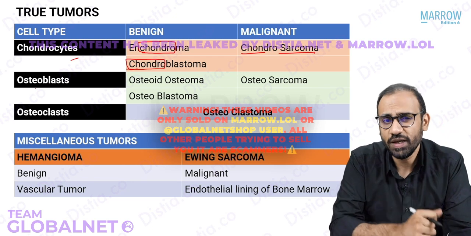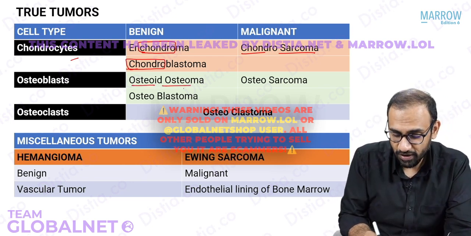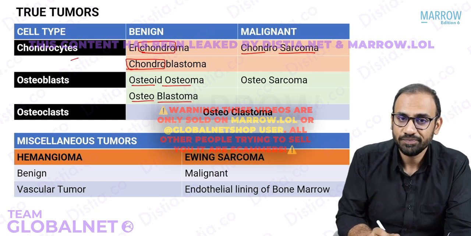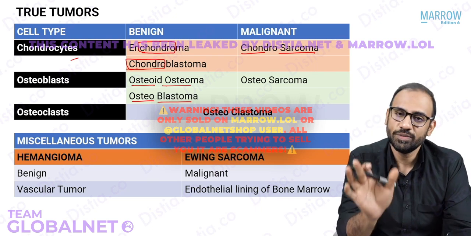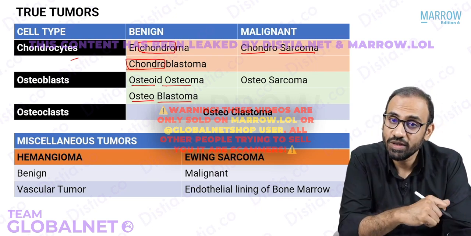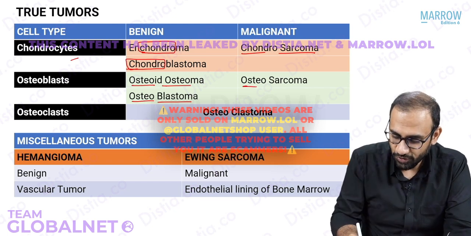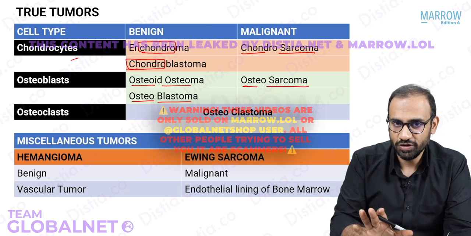Similarly, what will the osteoblastic benign tumors be? They will be osteoid osteoma and osteoblastoma. The word osteo is there, right? So osteoid osteoma and osteoblastoma are both benign osteoblastic tumors. What about the malignant osteoblastic tumor? You have osteosarcoma. Like I said, sarcoma, malignant. So far so good, right?